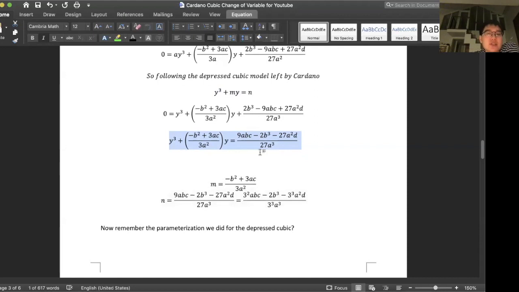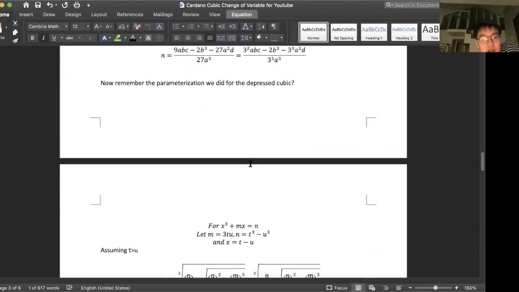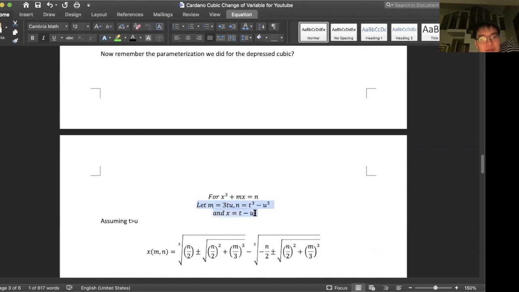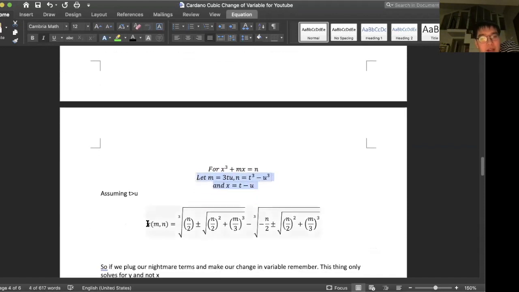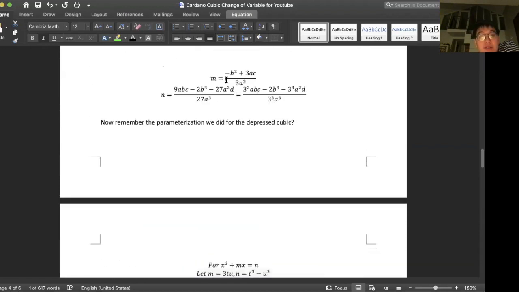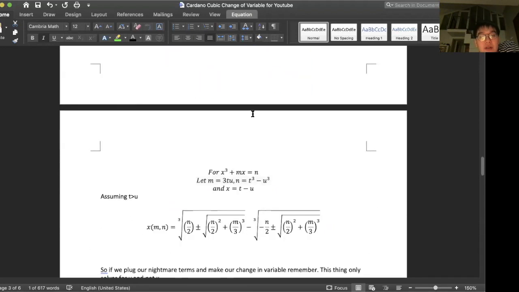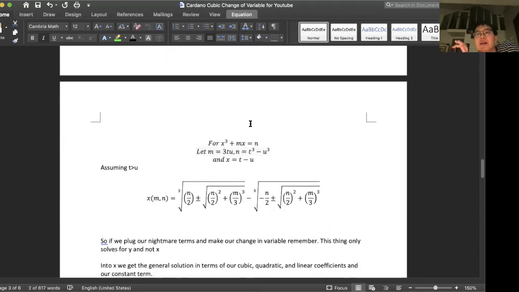Now remember the parameterization we did for the depressed cubic? This guy, for instance? Yeah, and we ended up having this nested radical, this difference of nested radicals as our solution. Well, all we have to do is plug in these nightmare terms into there and make the change in variable, because remember, we let x equals y minus b over 3a. We're solving for y here, not for x.